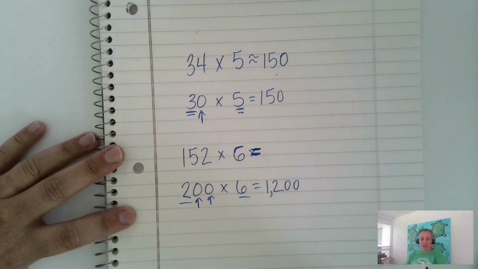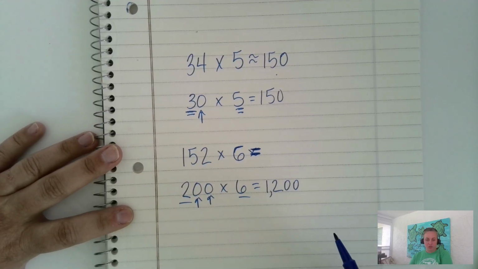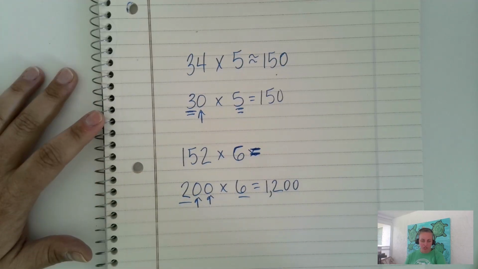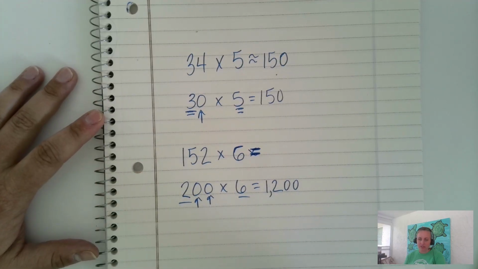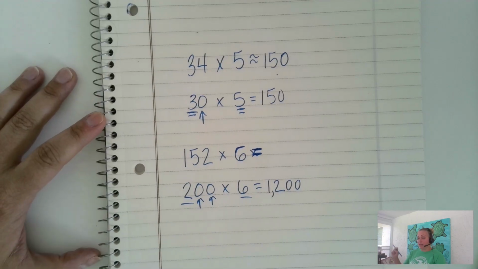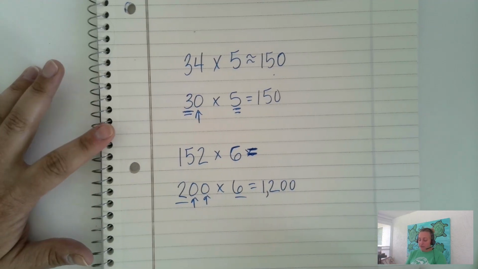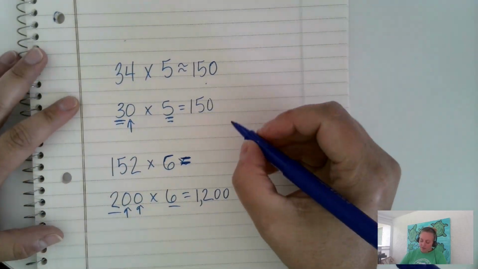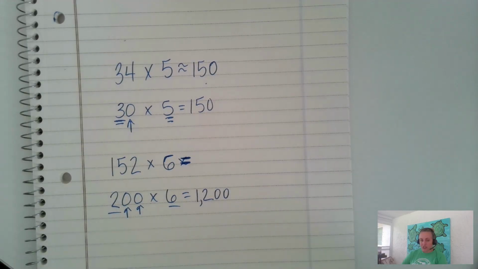So my answer would be about 1,200. Again, that's not the actual answer. If I multiply 152 times 6, I'm not going to get 1,200, but I should get something close, okay? If I have an even bigger number, I'll switch colors just to make it easier to see.